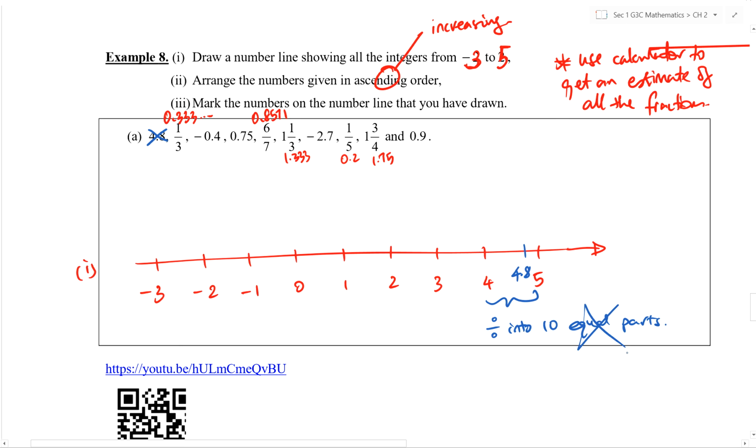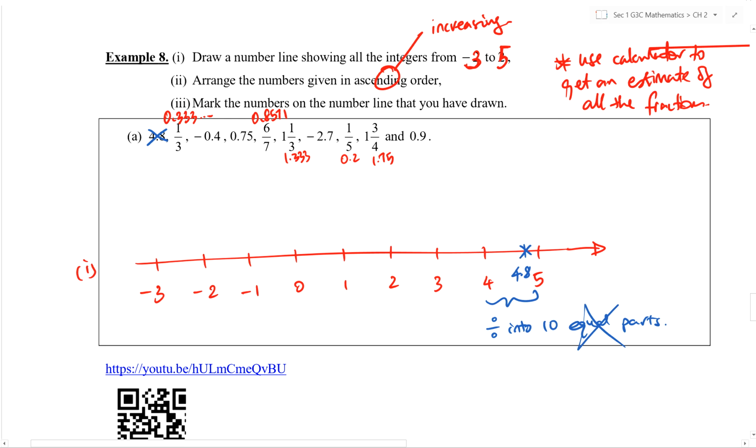So 4.8 is obviously closer to 5 than to 4. So put a dash, put 4.8. Okay, so you have already indicated on your number line, 4.8 is one of the numbers. If you want, you can put a cross on top also, this way. Okay, so 4.8 is done.